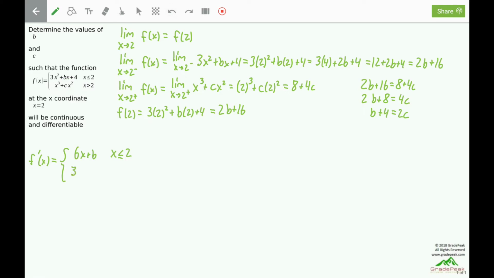And then the second expression has a derivative of 3x squared plus, bring the power down, c is a constant, so you multiply the 2 with the c and you subtract 1 from the power. And this will be true for x greater than 2. To be differentiable is to be continuous on the derivative. And it's at the same x-coordinate of 2, so we have the two-sided limit as x approaches 2 from both sides of f prime of x has to match f prime of 2. And once again, it's a split expression function, so we will need to work out the two-sided limit from the left side and the right side separately.